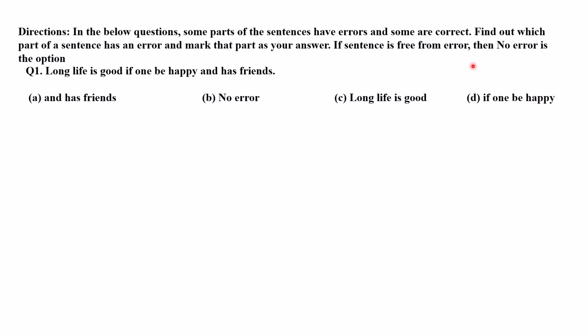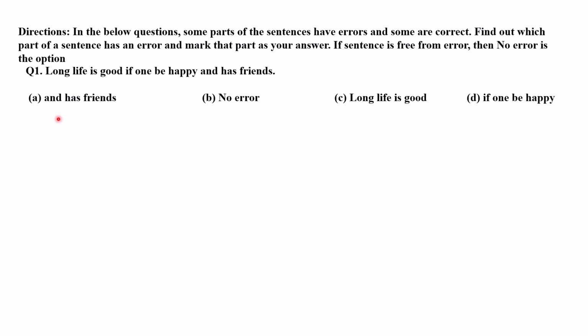And if the sentence is free from error, then you have to choose no error as the option. So the first question is: Long life is good if one be happy and has friends. Here in this sentence, you have to find out which part, if any, needs correction.